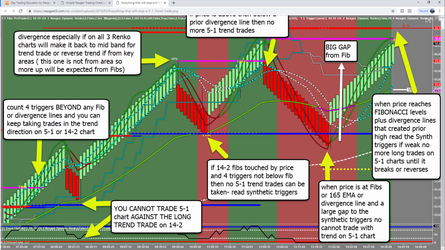Now, like I said, eventually every support or resistance is going to break. So we want to have a rule that we know when to keep going and when to stop. If four trigger lines get beyond any support or resistance, we can keep taking trades in the trend direction. If we reach support or resistance price-wise and four triggers don't break below it, the market will usually hold that support and go the other way. Those are the times where we want to do counter trend trades on the little chart.